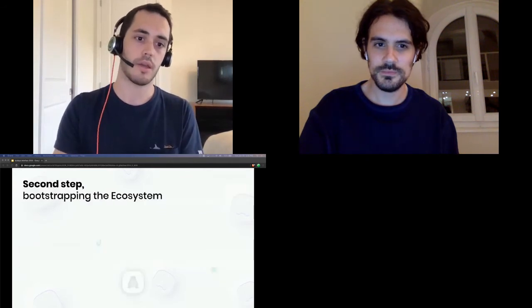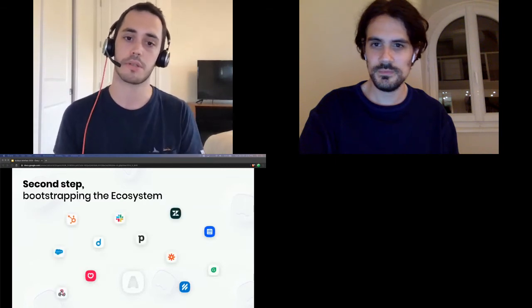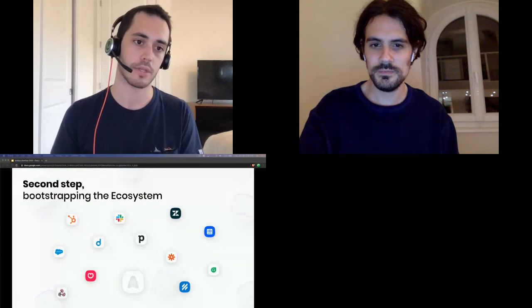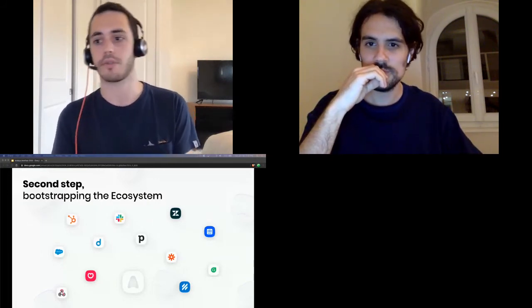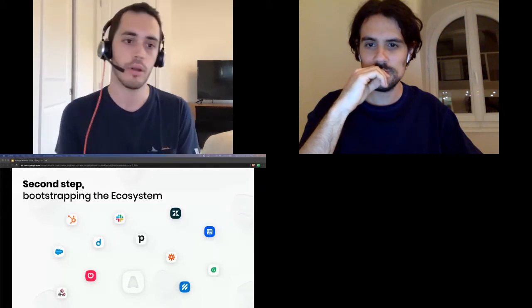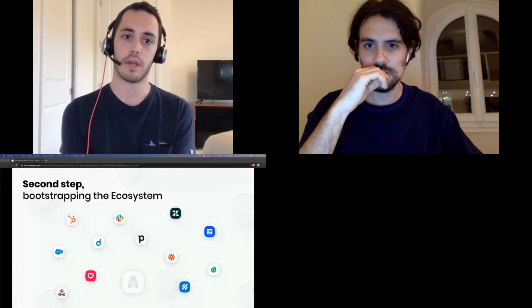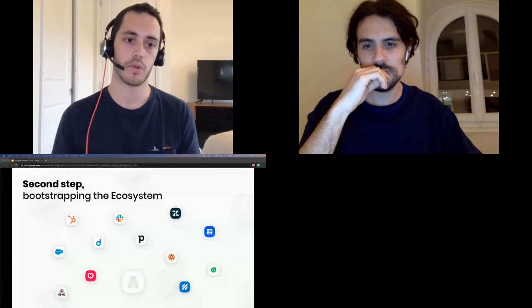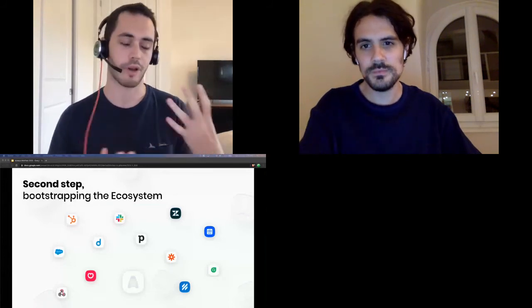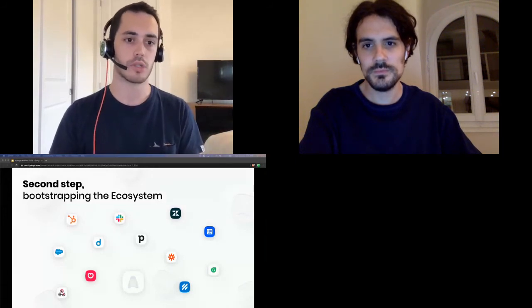The second step is we actually used this public API to build our first integrations. So all the integrations that you can see on the screen here were built by us. We built the Salesforce integration, the HubSpot integration, the Zapier, et cetera, et cetera. And we built that thanks to our public API. That was a really good exercise for us because it allowed us to create some sort of framework that we were then able to reuse to create more and more integrations.